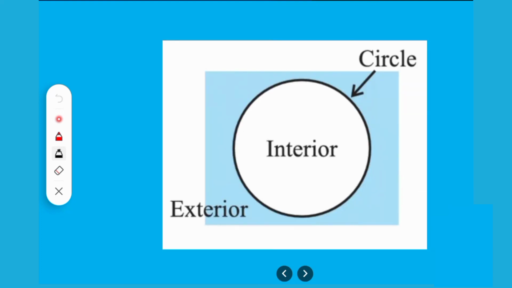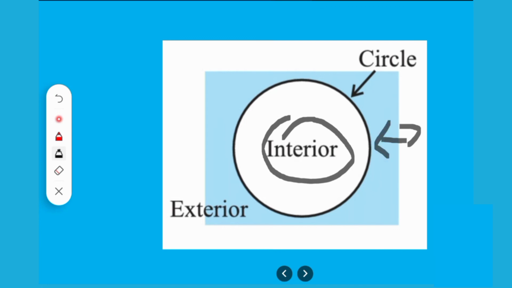Now that is one circle. The inner part is called the interior, and the outer part is called the exterior of the circle.